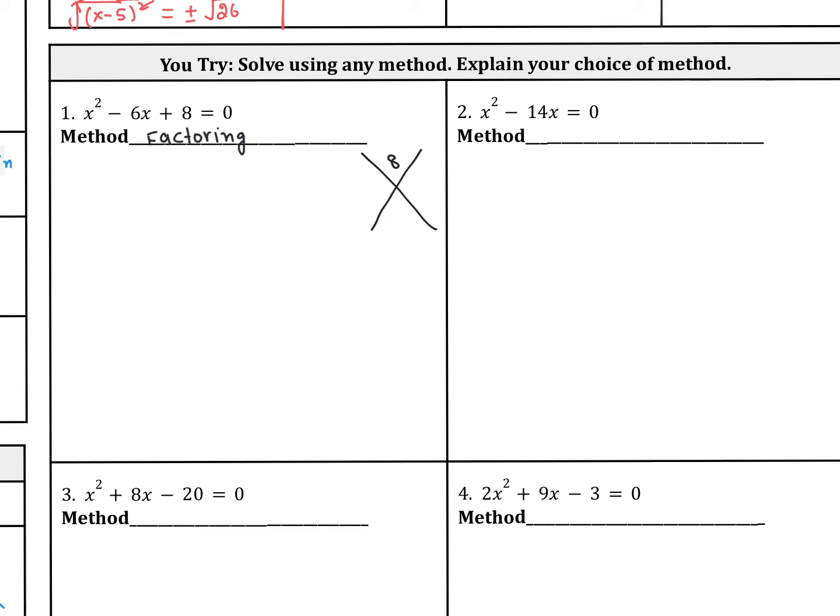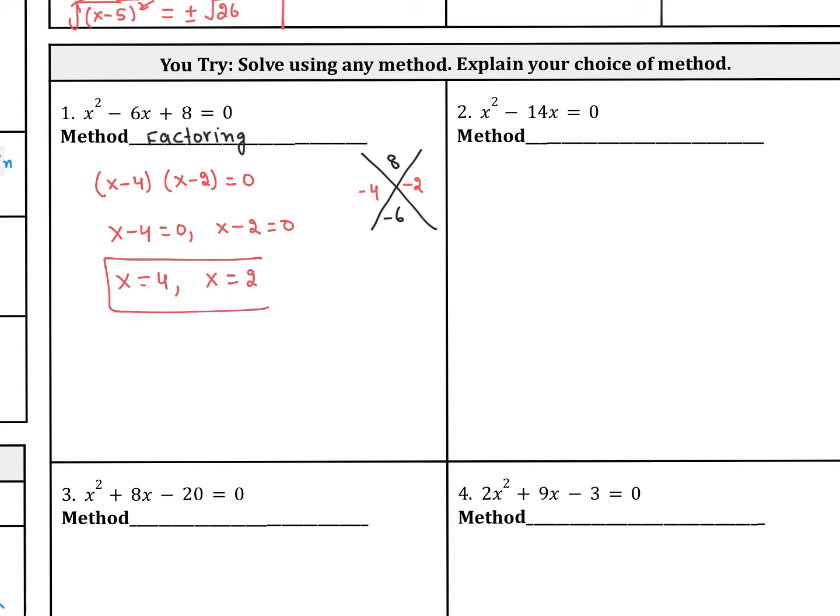On the top you have 8, and on the bottom is the center term, that is negative 6. The two numbers you're looking for are going to be negative 4 and negative 2. When you multiply, you get 8. When you add them together, it's negative 6. Factors are x minus 4 times x minus 2 equals 0. And then you put them equal to 0 one by one to solve for x. So x equals 4 and x equals 2 is your answer.